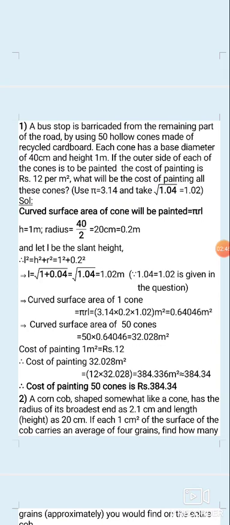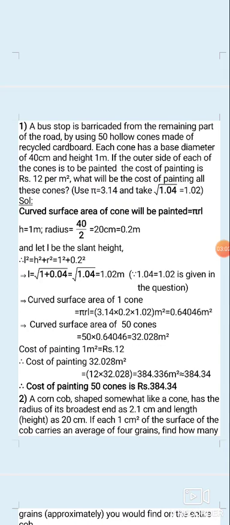Now we need to find out curved surface area of 50 cones. That is equal to 50 into area of one cone. Now when you multiply it, at last what do we get? 32.028 meter square.